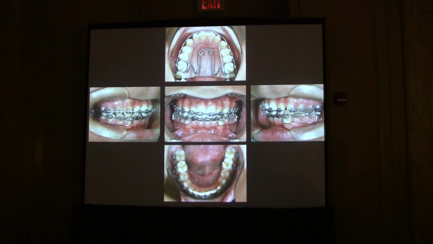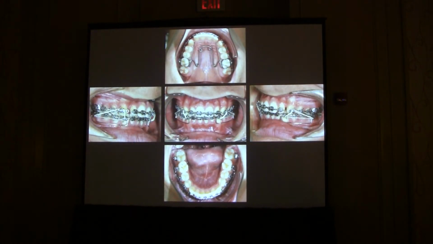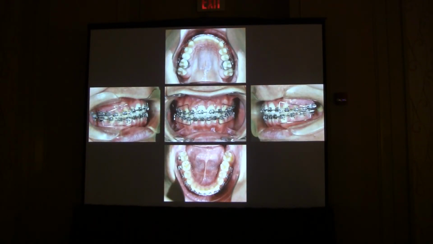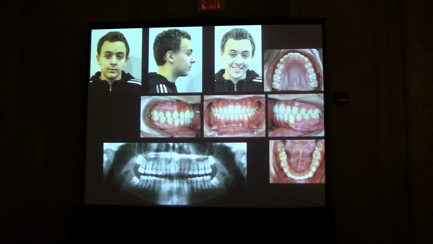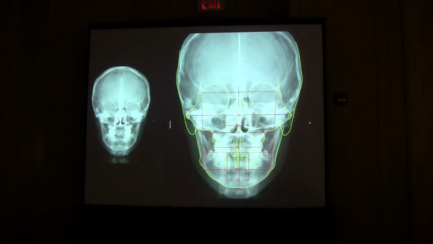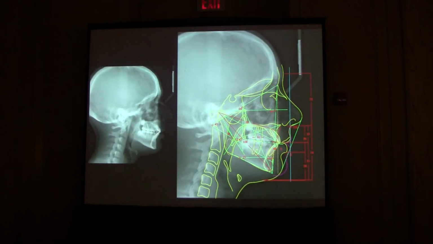Notice the spontaneous correction of part of class 2. Next, we complete the correction of the class 2 with intermaxillary elastics. A torquing utility arch is used to position incisors. Here is the obtained result. The frontal cephalometric control and the profile control.